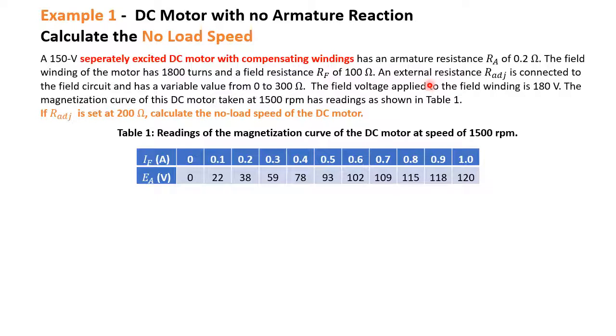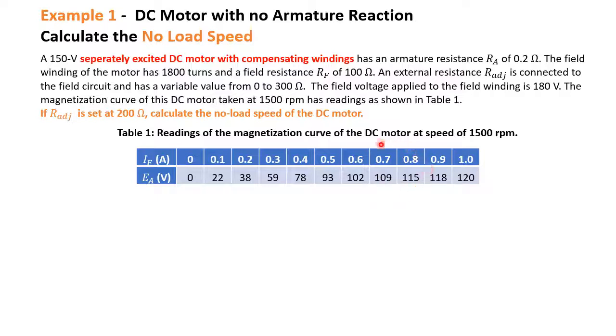Remember, in the DC motor you have an external resistance, and the purpose of this external resistance is so that you can change the field current. The external resistance is connected to the field circuit, which has a variable value from 0 to 300 ohms. The field voltage applied to the field winding is 180 volts. This is separately excited, so the field voltage is different to the armature voltage, and the magnetization curve of the separately excited DC motor taken at 1500 RPM has readings as shown in table 1 below.